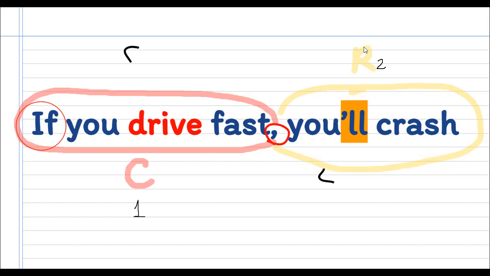Now, as mentioned, these sentences are divided into the condition and the result. And when we start with if, we always, always, always have a comma in the middle, separating the condition from the result. Profe, si la oración se cambia y el you will crash va antes, sigue significando lo mismo, ¿verdad? Yes, chocarás. Si viajas conduciendo rápido, chocarás. You will crash. Okay.